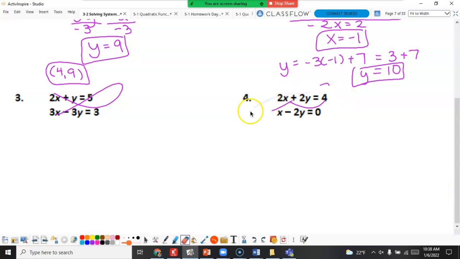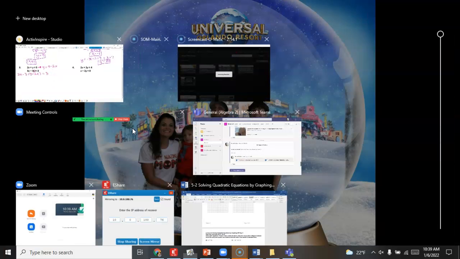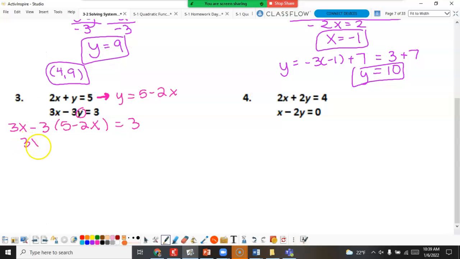Okay. Let's do 3 and 4. So in number 3, I would solve for y, because that is going to give me an easier expression to look at. So you have y equals 5 minus 2x. I'm going to replace the y in the second equation. So I have 3x minus 3 times 5 minus 2x equals 3. Distribute that negative 3. Minus 15 plus 6x equals 3.